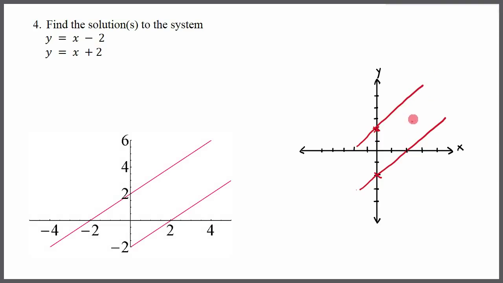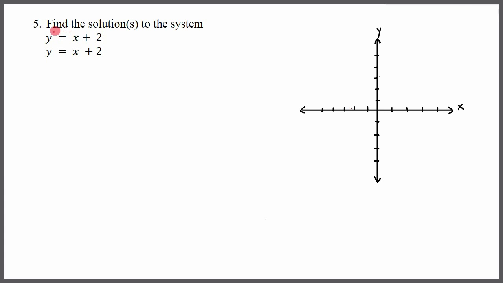And if you can tell, these lines will never intersect. They're parallel. So our system of equations has no solution. Okay, now problem number 5, once again, wants us to find the solution to the system of equations y equals x plus 2 and y equals x plus 2. If you notice, these are the same exact equation.